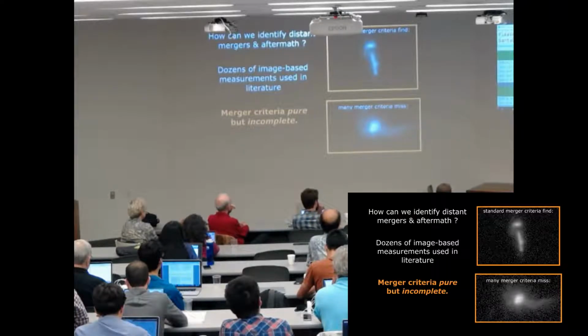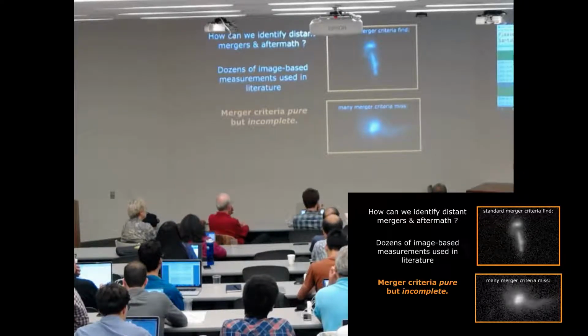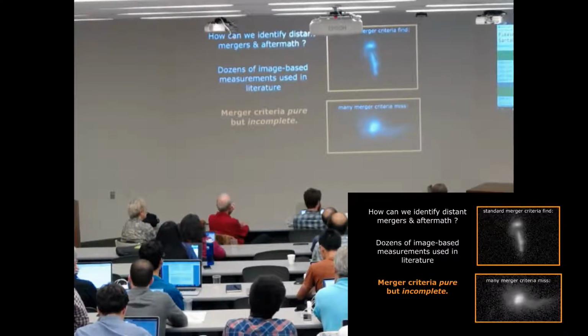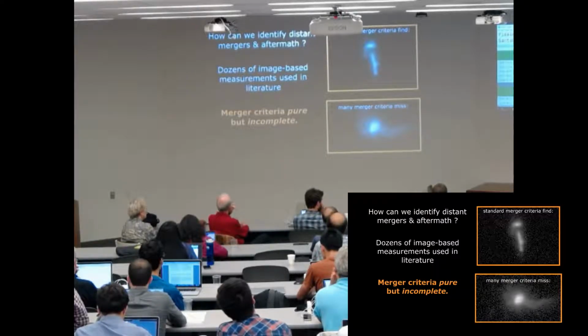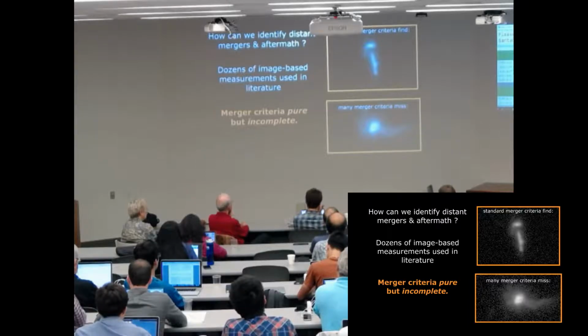But many merger criteria might miss the lower surface brightness disturbances that occur outside of the main light center of the galaxy, and so they're not going to pick up on these subtler tidal features that we've heard a little bit about today. And so to summarize, the merger criteria that have been used can be very pure. You can pick the most obvious things that you see with your eyes or with your algorithm, but they can be highly incomplete, and they may be missing a significant fraction of events that are just too subtle to be detected with a particular observation.